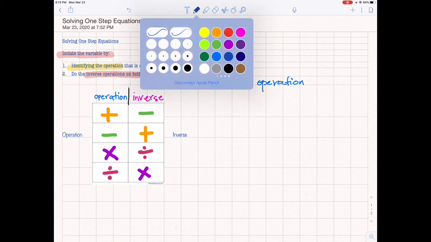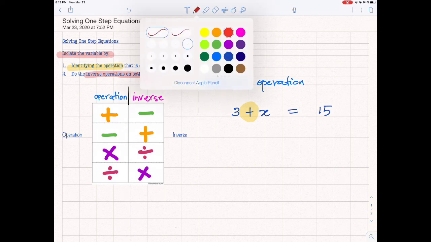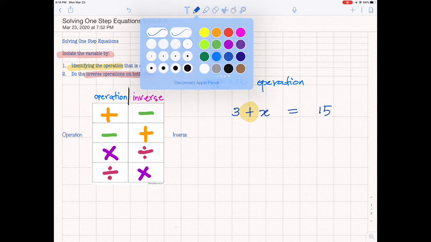I have 3 plus x equal to 15. What is the operation here? If you said addition, you're correct. So I have an addition problem here. I have to do the inverse, which is subtraction.